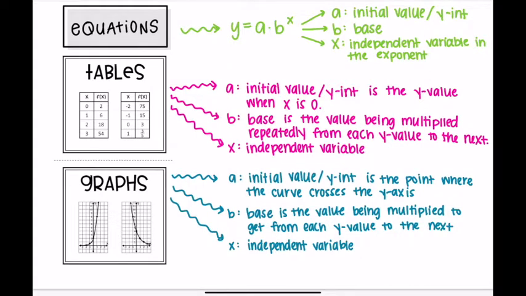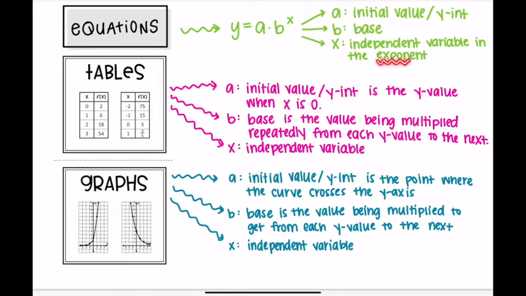So for equations, the a is your initial value or your y-intercept. So this is your initial value or y-intercept. Your base is the number that is being multiplied over and over. And then, of course, you have to have x as an exponent.